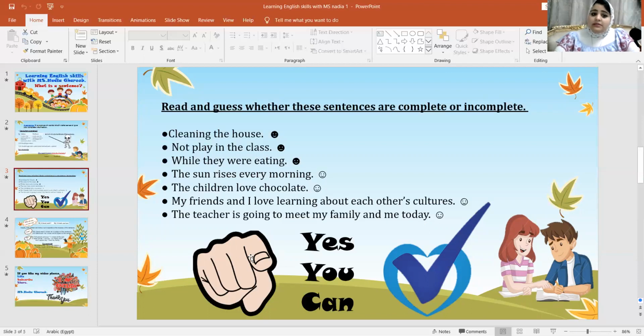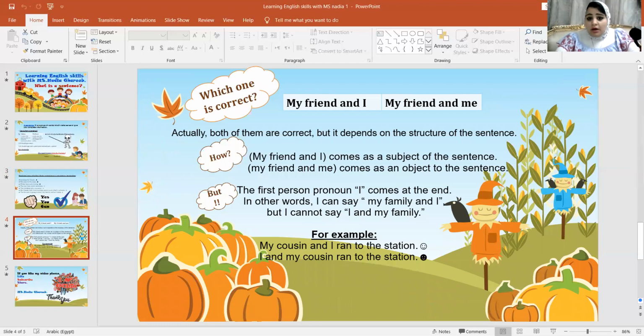So now, if I'm going to write my friends and I, or any other noun plus I, it will be the subject. But if I use me, it will be the object. But you have to keep in mind that I should be with the subject, and me should be with the object. We have another rule. The first person pronoun I comes at the end. In other words, I can say my family and I, but I can't say I and my family. It should be the second one, not the first one. My family and I, my friend and I, my teacher and I, but I can't say I and my friend, I and my family, I and my teacher. Wrong.